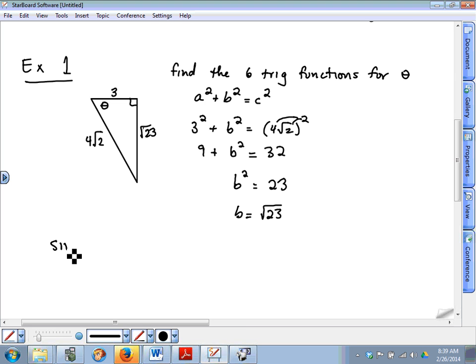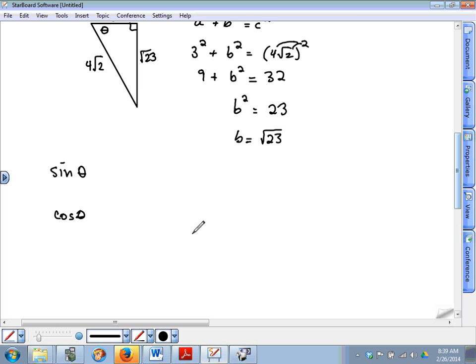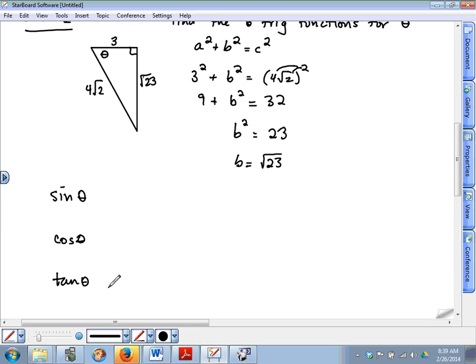So now we can fill the 6 trig ratios. Sine, cosine, and tangent. Let's do those 3 first, because once you find those 3, just flip them upside down, and those will be the other 3. So, the sine. Square root 23 over 4 square roots of 2.